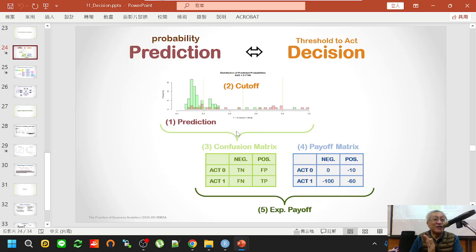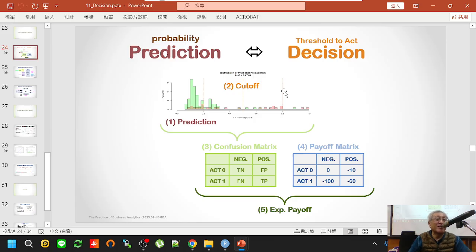But we need a cut-off probability, a cut-off threshold, to determine whether we want to take action on this poor care patient. And that is the decision we want to make. How do we make this decision? Still remember that? The prediction alone is not enough, because we do not know which cut-off probability we should use to take action.